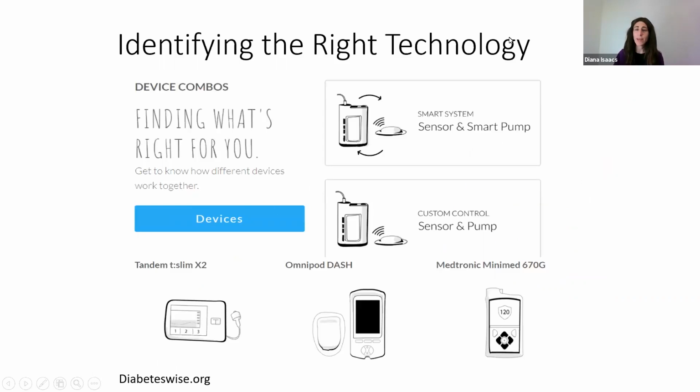So speaking of trying to pick out the right technology, how do you go about doing it? Well, certainly, the representatives from the various industry companies have a lot of information. I really think it's great to go to nonprofit websites, and I listed an example here, like diabeteswise.org, to get what's hopefully a less biased viewpoint, objective information about what each type of system can and can't do, whether we're talking about continuous glucose monitors, insulin pumps, smart pens, or data platforms.